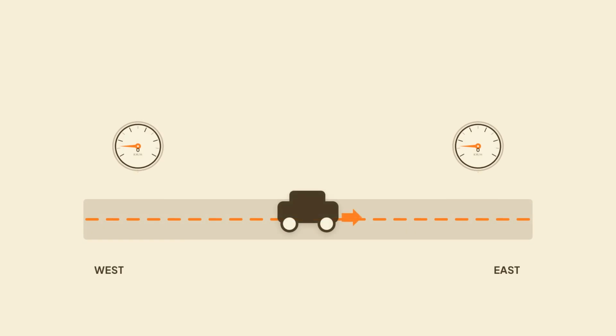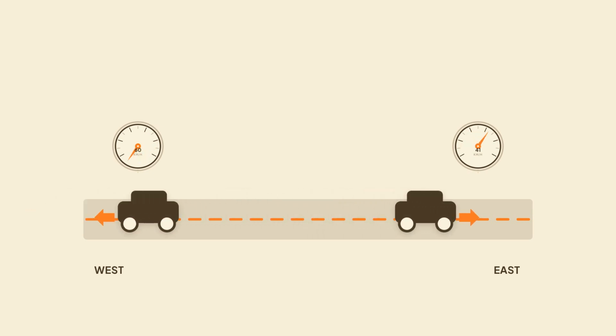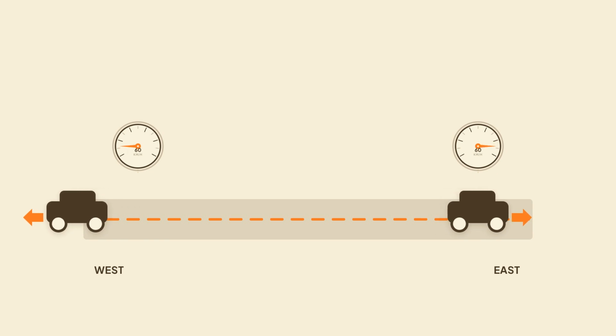Have you ever noticed that a car's speedometer always shows the same number, whether you're heading east or west? But if two cars are moving at the same speed in opposite directions, are they really making the same kind of trip? Today we're tackling another fascinating physics topic, speed versus velocity.